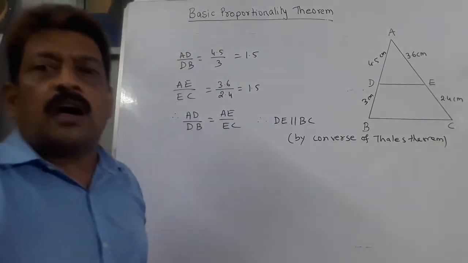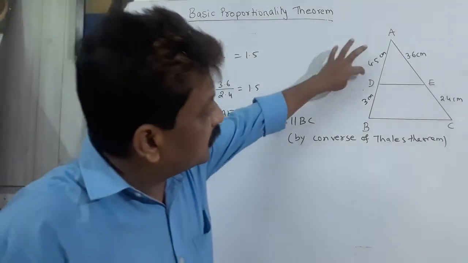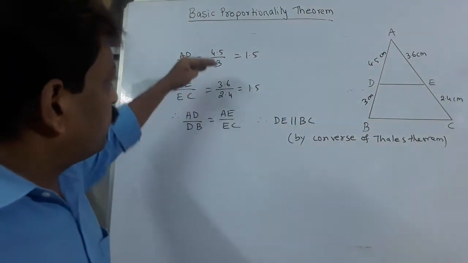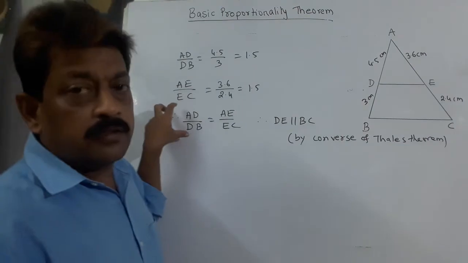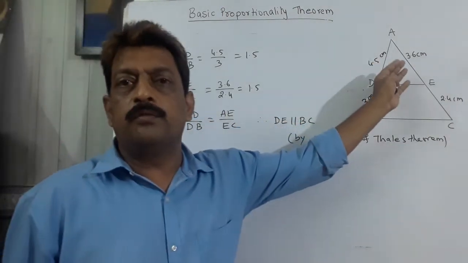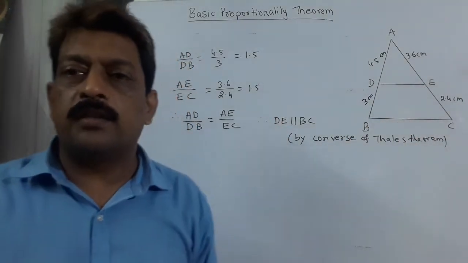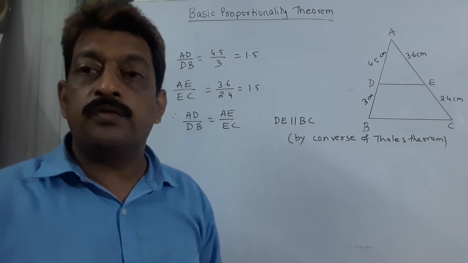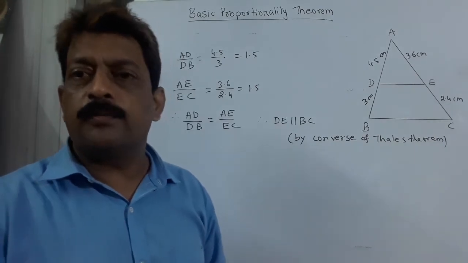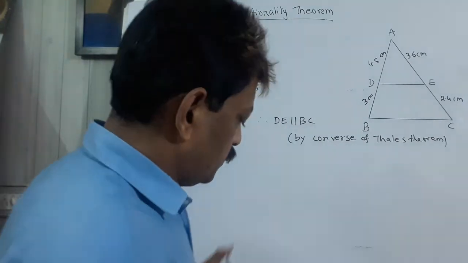So the question was asked to check whether DE is parallel to BC, and the related values are given here, as you can see. So by calculation, we found that the ratio between AD and DB is same as the ratio between AE and EC. Therefore, we can say that the lines are parallel using converse of Thales theorem or converse of basic proportionality theorem. Okay. So one more sum.